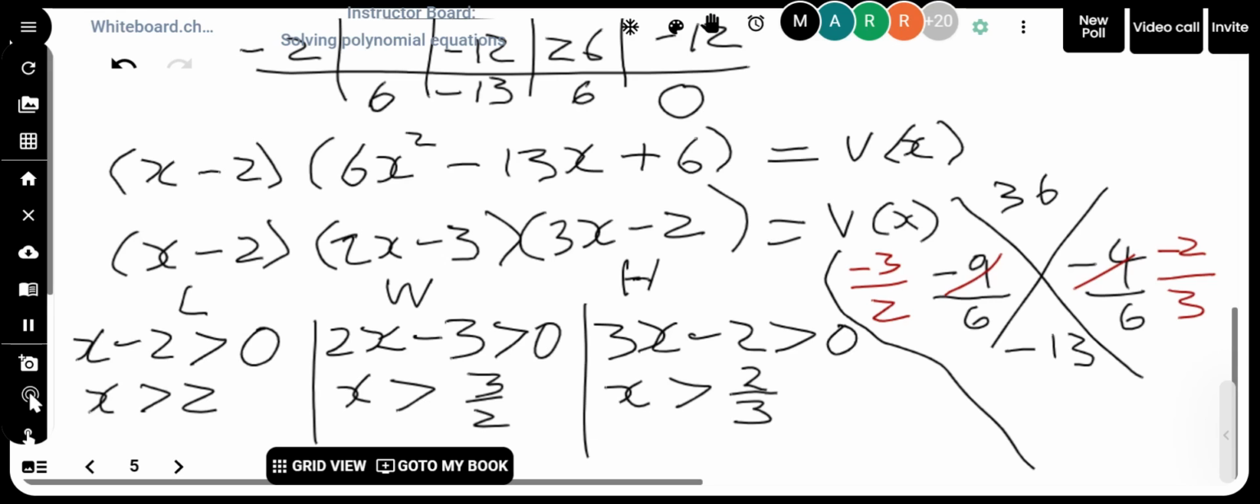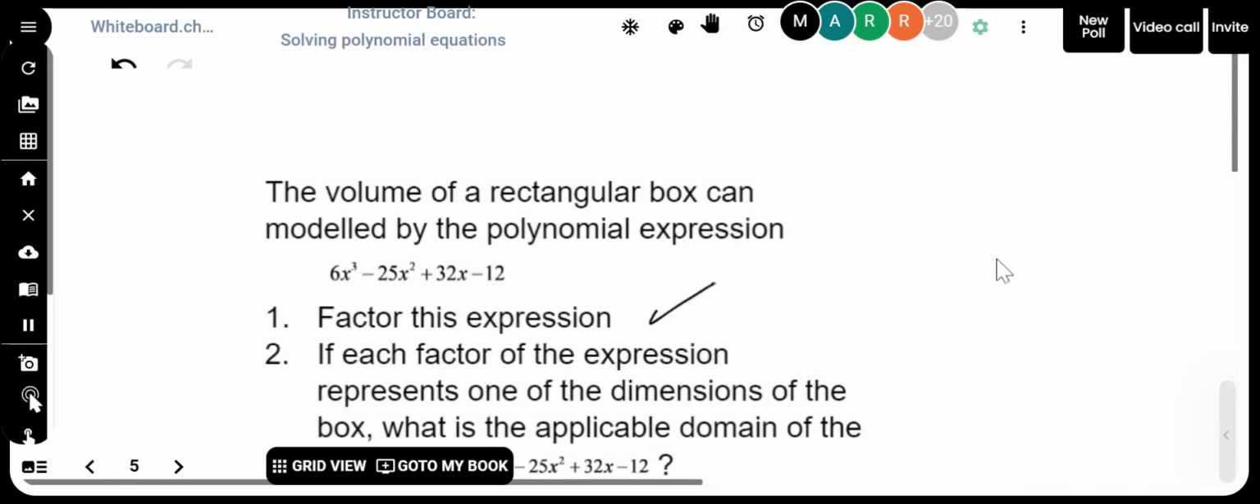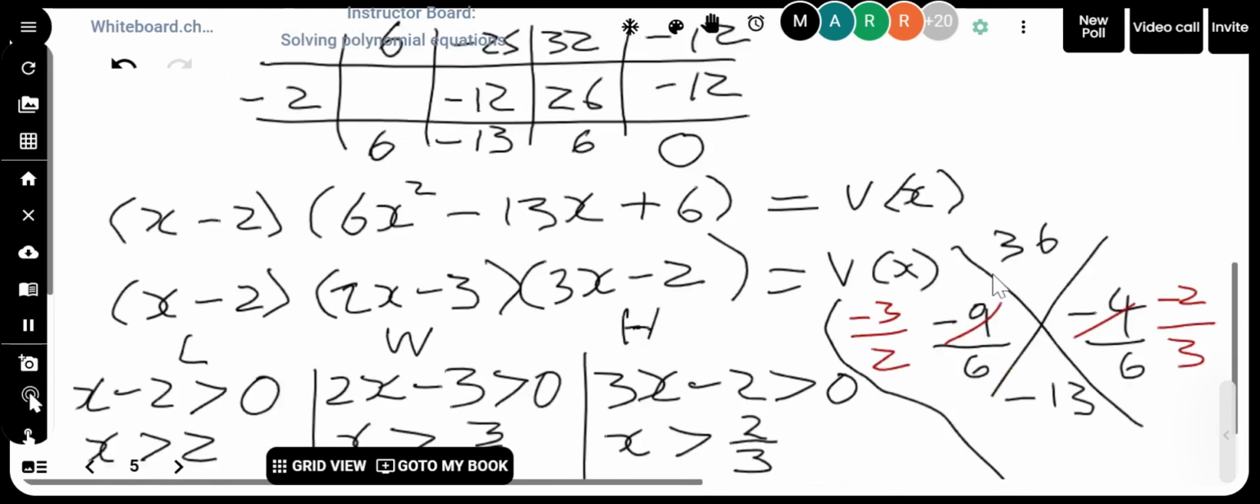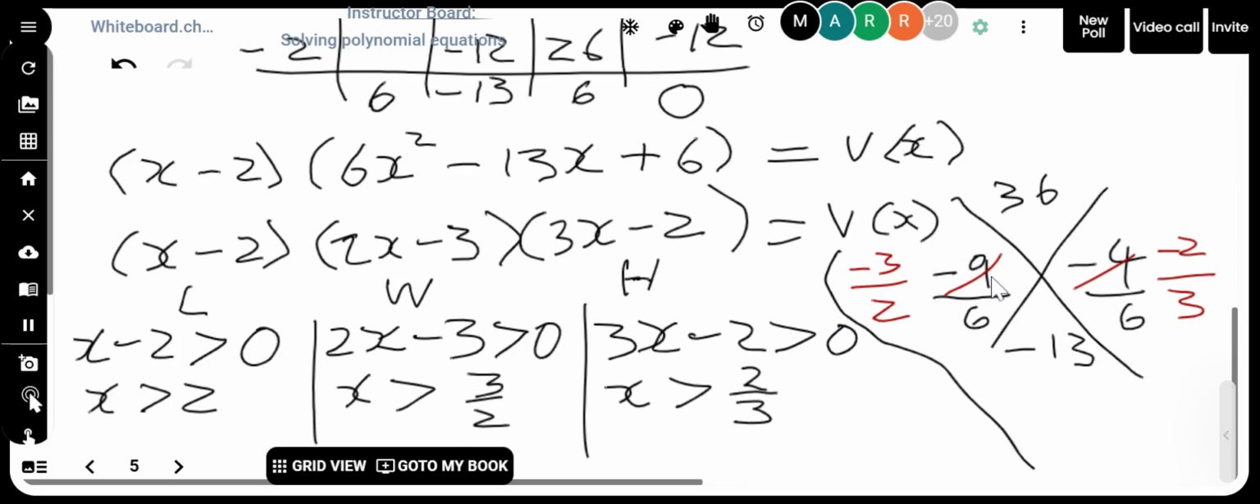These three things really represent the length, width, and height of the, what is this thing that we're looking at again? Let me go back and look at this here. This is for a rectangular box, okay? So if it's a length, a width, and a height, we factored it, so we know that those factors represent length, width, and height. Would it make sense that every one of them had to be positive? You can't have a negative length. You see what I'm saying, really?